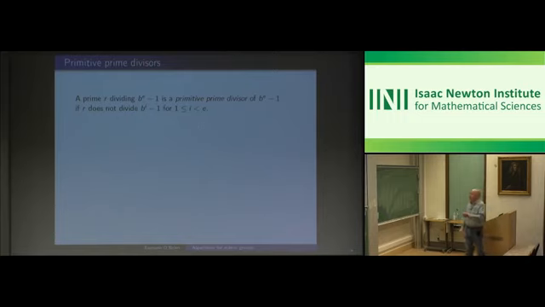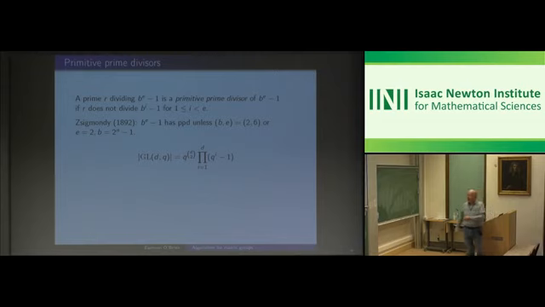And underpinning this critically is this notion of primitive prime divisors, where we say that a prime R which divides b to the e minus 1 is a primitive prime divisor of b to the e minus 1, provided R does not divide b to the i minus 1 for i strictly less than e. Okay, the key notion: there's a result of Zsigmondy from 1892, which tells us that such primitive prime divisors exist except in very restricted cases.